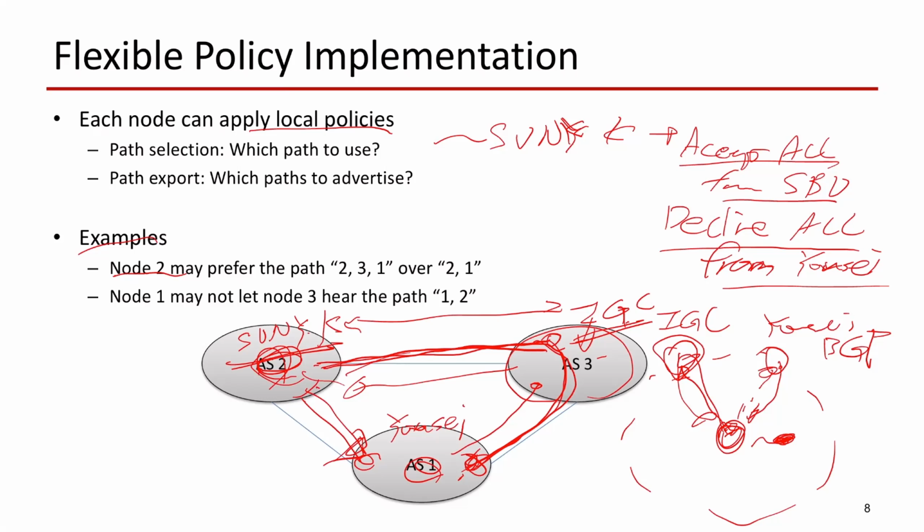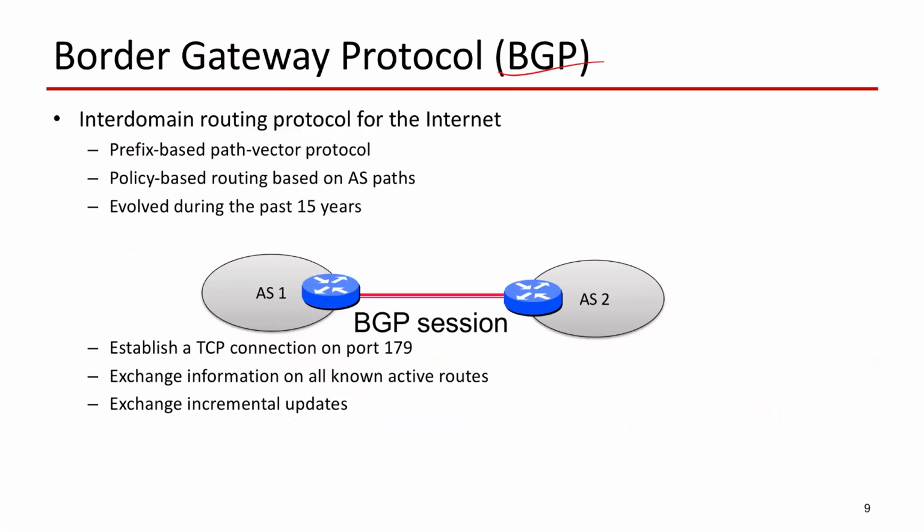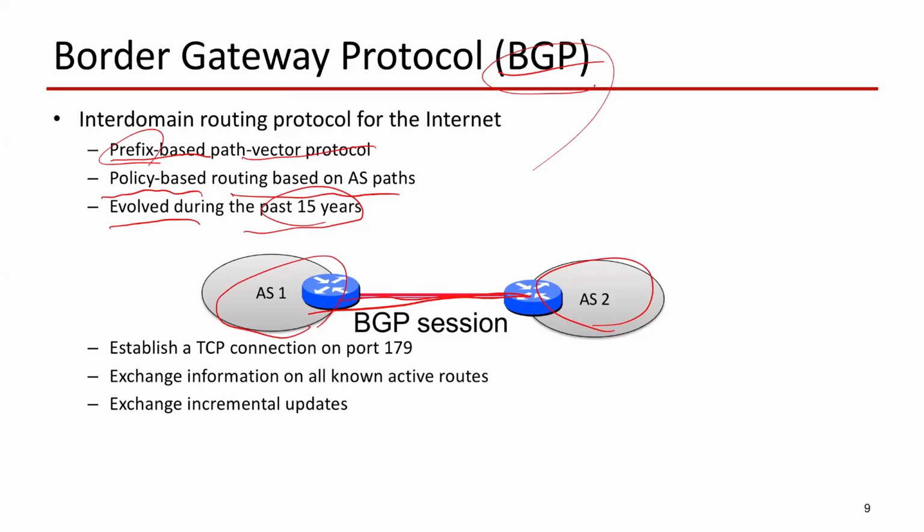because it is a business world. Okay, and BGP, Border Gateway Protocol. It is the interdomain routing protocol for the internet, and it is a prefix-based path vector protocol. We're going to talk about what prefix-based means, and it is policy-based routing based on the AS path, and it has evolved over the past 15 years. BGP is the routing protocol that we, human beings, are using. So AS1, AS2, okay. We open the BGP session, and based on that, our packets are handled.